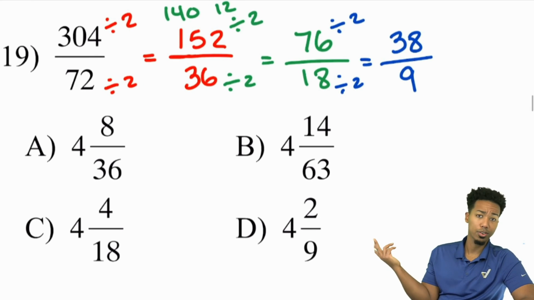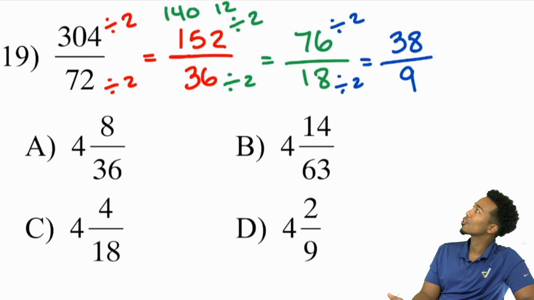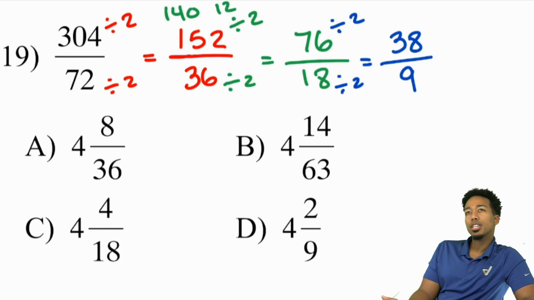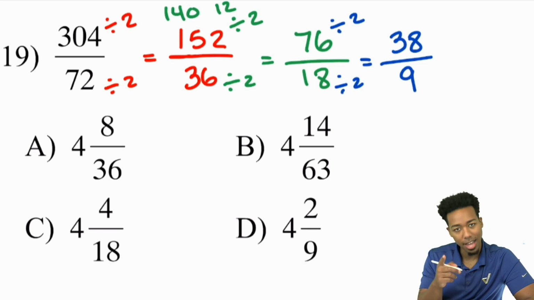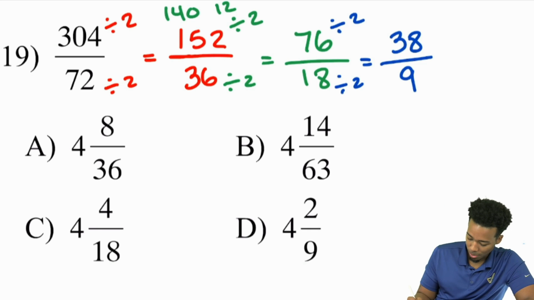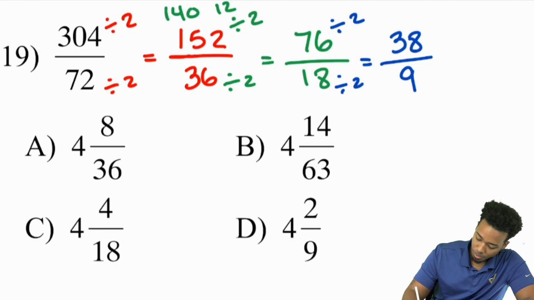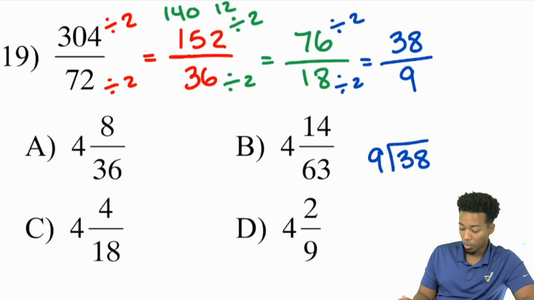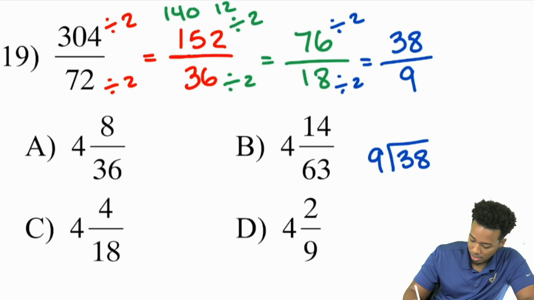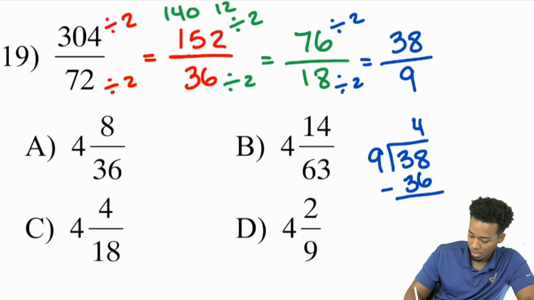No, not yet. We still have to convert this into a mixed number. But I'm looking at 38 and 9. 38 is 19 times 2. 9 is 3 times 3. They don't have anything in common. So now I can go ahead and reduce this. So what I'll do here, or turn this into a mixed number, I'll do 9 going into 38, excuse me. 9 goes into 38, how many times? Well, that's going to be 4 times. Take away 9 times 4, which is 36, and that's 2.